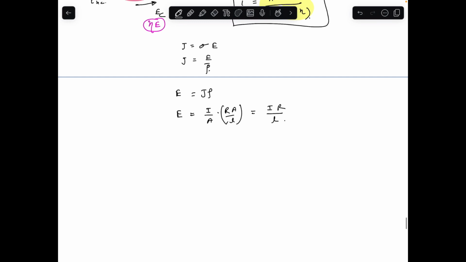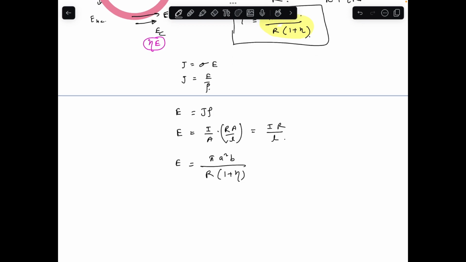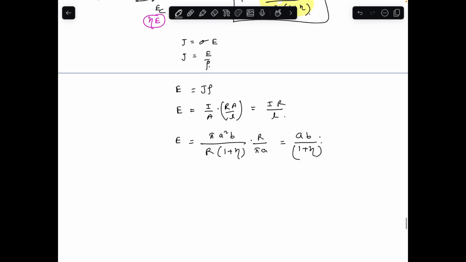Okay. Now let us put the value of I. E equals I, put the value of I, pi A square B by R into (1 plus eta), into R by L. What is L? Pi into A. What is the electric field I am getting here? The electric field I am getting is AB by (1 plus eta). A gets cancelled, pi gets cancelled, R gets cancelled. So this is the electric field.